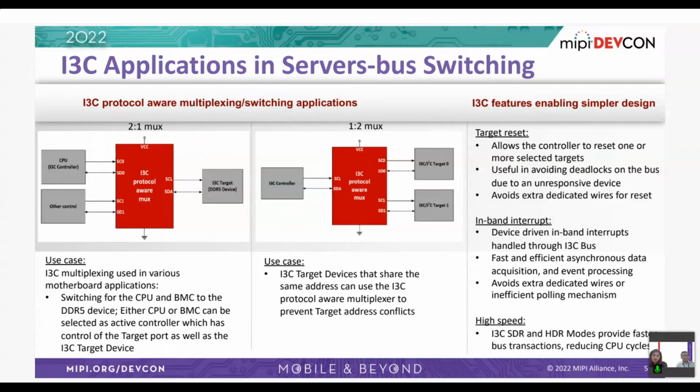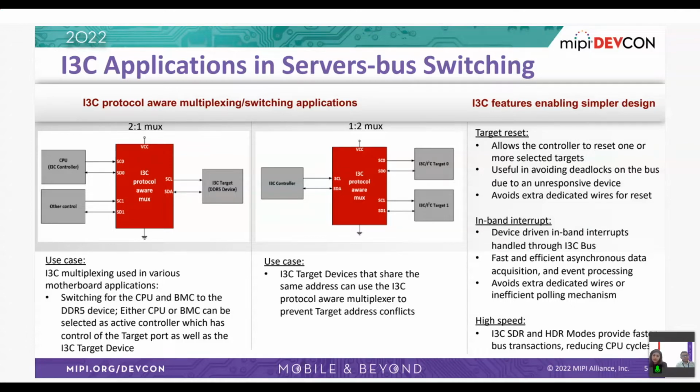Another feature that is valuable in these kinds of applications supported by I3C is in-band interrupt. The in-band interrupts in I3C are called in-band because they are handled via the I3C bus. It is very beneficial in terms of faster and efficient asynchronous data acquisition and event processing. No extra dedicated wire is needed. The target can basically take control of the SDA line and generate an interrupt that can be serviced by the controller. It helps significantly in reducing the overall footprint, because now you don't need an extra wire for the interrupt line.